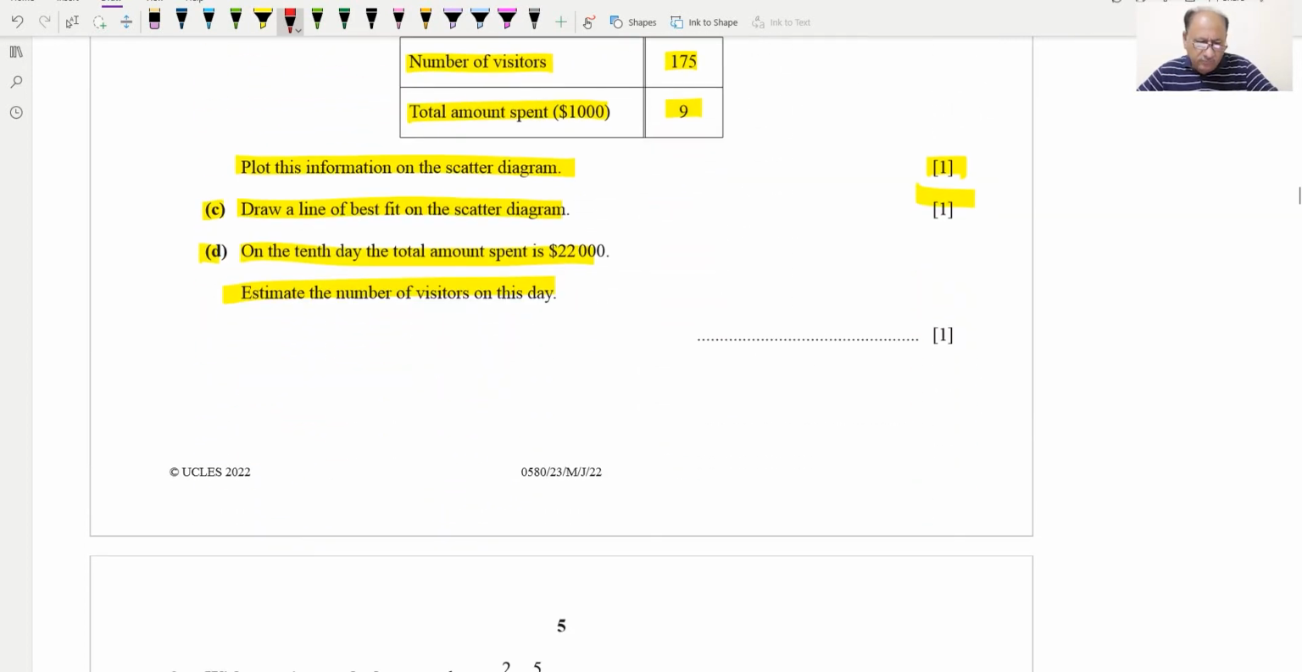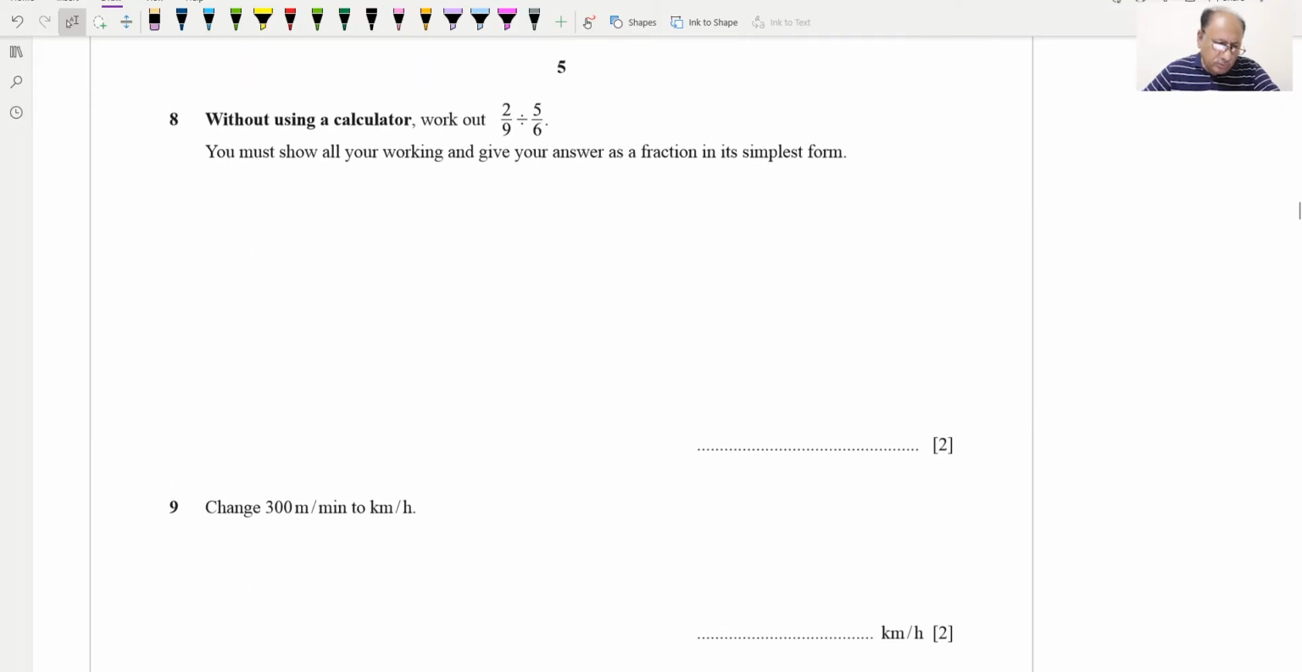So our answer will be 330. Hopefully you understood. This is also a 1 mark question. Now question number 8: without using calculators, work out this fraction. You must show all your working and give your answer as a fraction in simplest form.